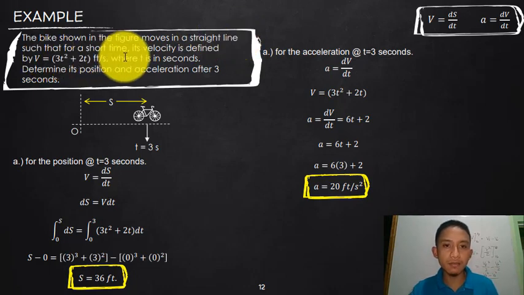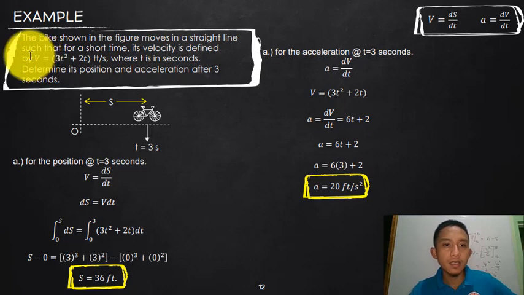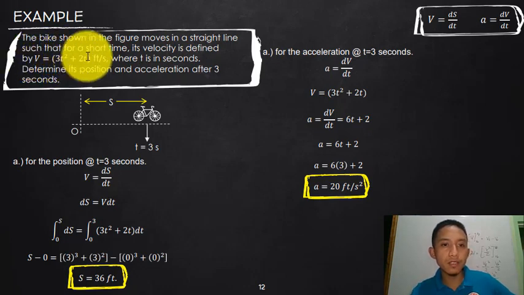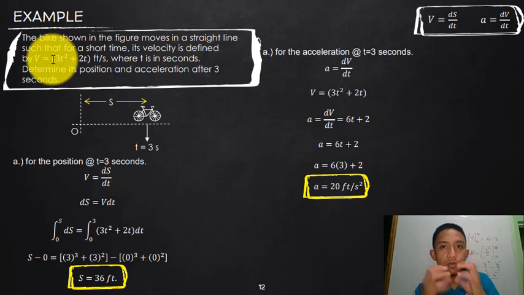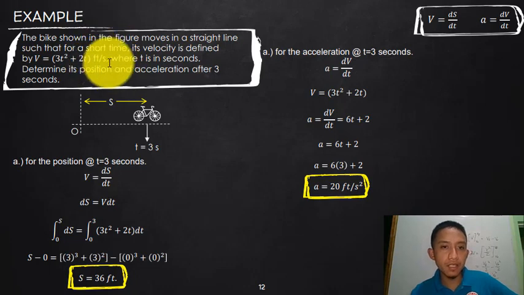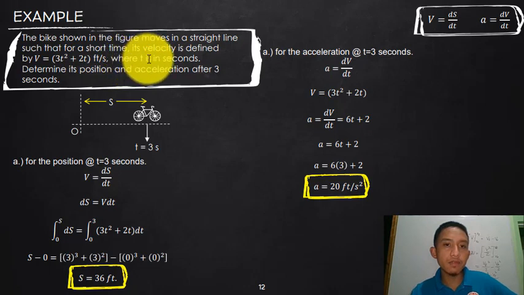Such that for a short time, its velocity is defined by v = 3t² + 2t. So your velocity is now a function of time. This is rectilinear motion in your differential calculus. If you play around with this equation, you will end up with velocity in feet per second, where the time is required to be in seconds. So the t that you will be substituting should be in seconds, so that you end up with a velocity in feet per second.